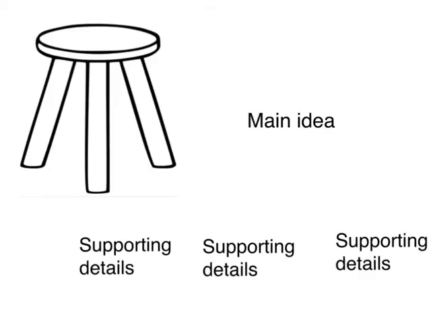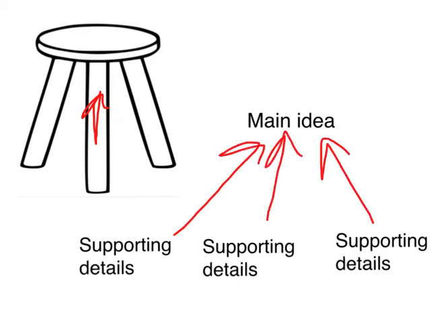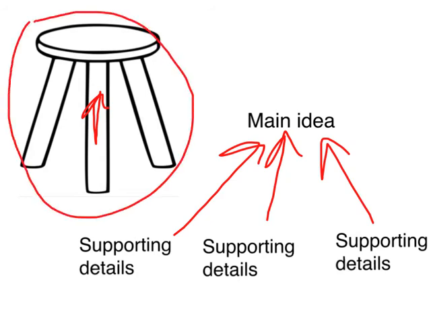A chair is a great analogy to a main idea. Just like how a chair is supported by legs, the main idea is backed up by supporting details. If I was to ask you, what is this object right here? You'd most likely say chair. You probably wouldn't say it's just a leg because the leg is only a part of the chair.